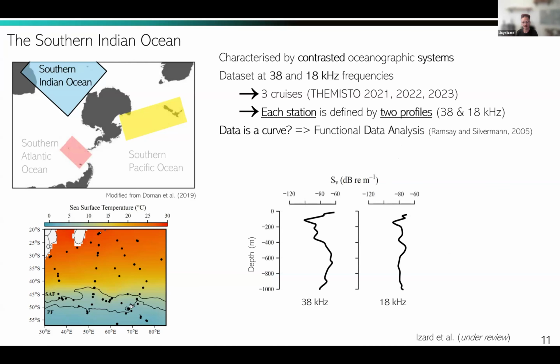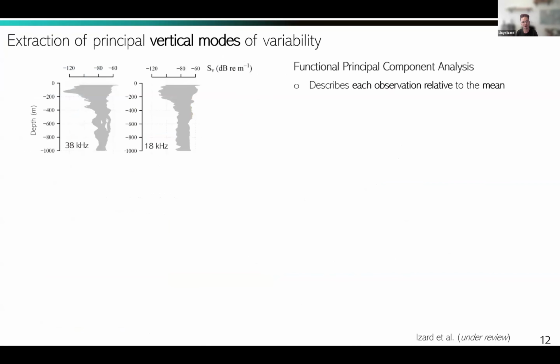And as our data set is composed of curves, we can apply functional data analysis. More precisely, in the study, we applied functional principal component analysis. I will try to describe it really simply here, but it's a method that allows you to describe each of your observations relative to a mean observation.